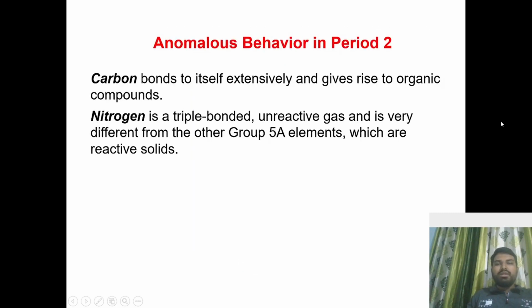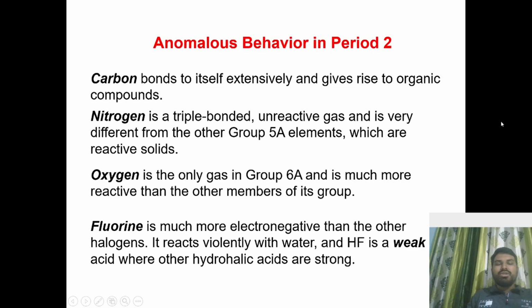Anomalous behavior in period 2. Carbon bonds to itself extensively and gives rise to organic compounds. Means carbon bonds with itself; carbon-carbon bonds we have seen.